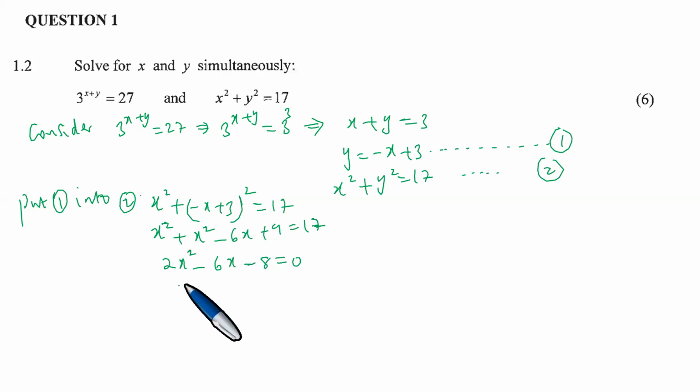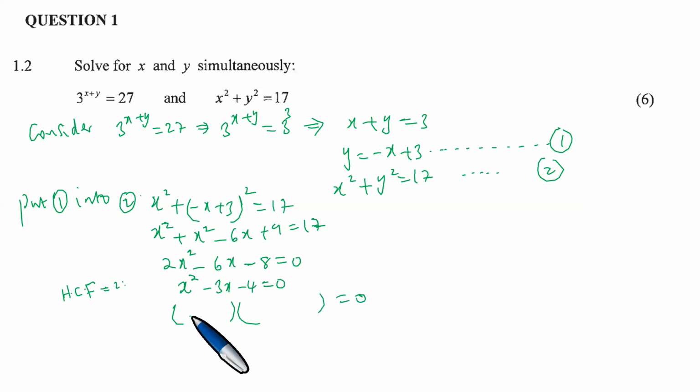You can divide through both left and right by the highest common factor. The highest common factor at this point is 2. Dividing through by 2, you get x squared minus 3x minus 4 equals 0. The factors of x squared are x and x. The factors of minus 4 that give minus 3 are minus 4 and plus 1, giving us x equals 4 or x equals minus 1.